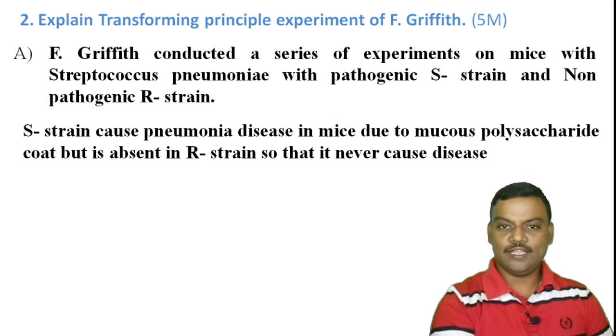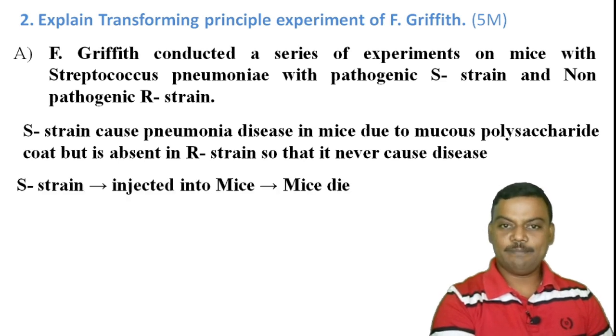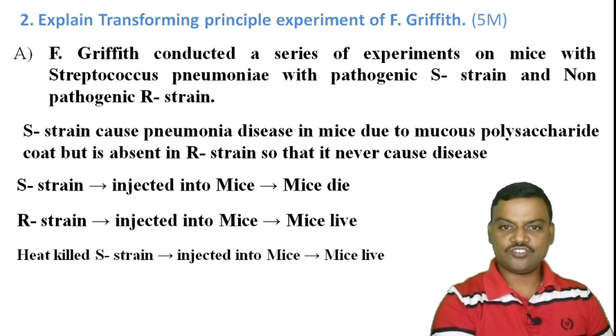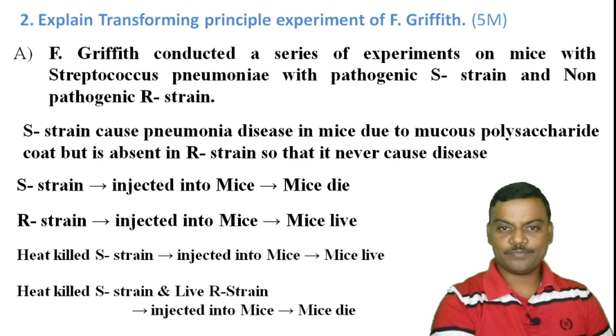With these two strains, F. Griffith conducted a series of experiments. In the first step, S strain bacteria were injected into the mice and the mice died due to pneumonia. In the second step, he injected R strain bacteria into mice and they stayed alive as no disease was caused. In the third step, he took S strain bacteria and killed them with hot water. It is called heat killed strain. This heat killed strain injected into the mice, and the mice lived. And finally, he injected both heat killed S strain bacteria and live R strain bacteria into the mice, and the mice died.